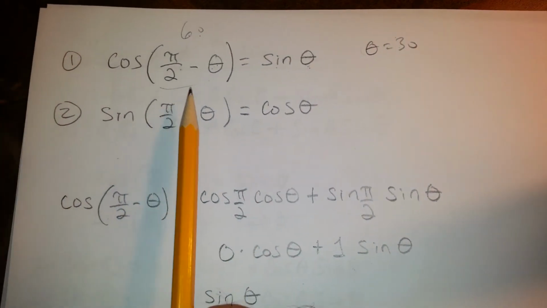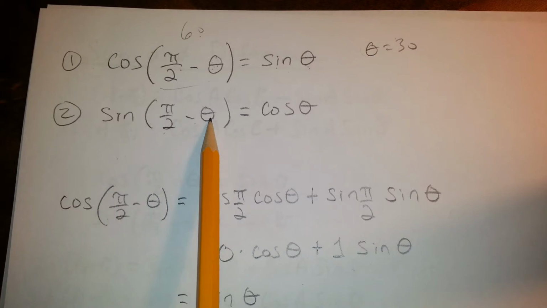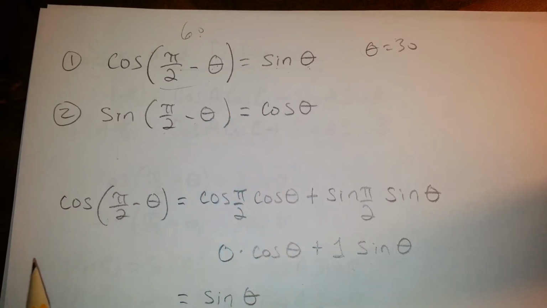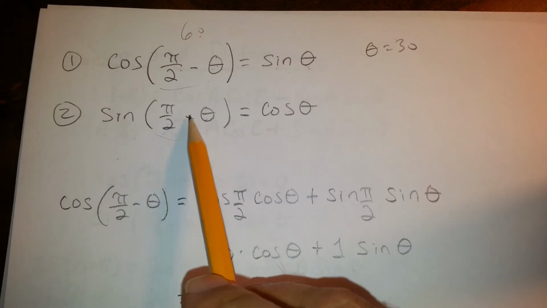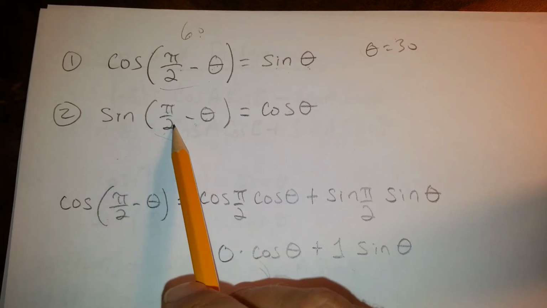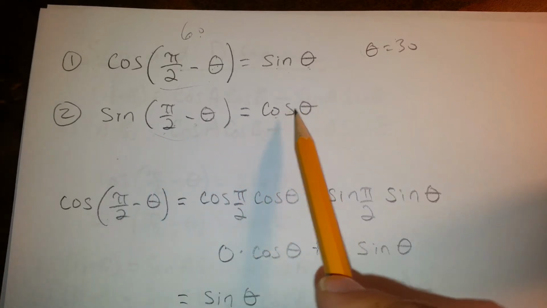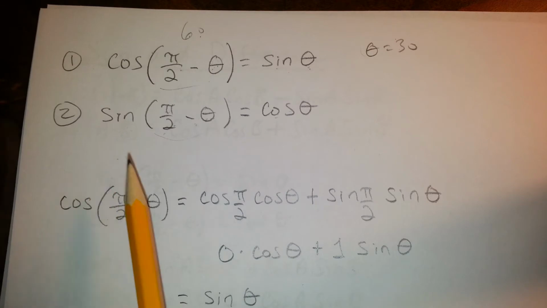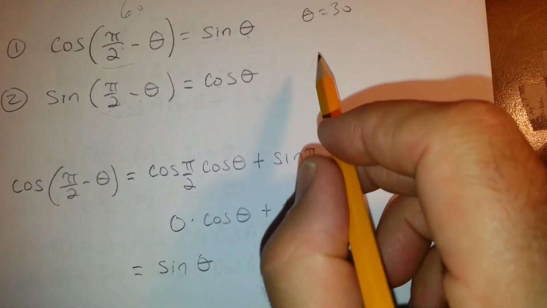The next one, very similar. Number 2: sine of pi halves minus theta equals cosine of theta. Again, let's say theta is 30. So what's sine of this angle here? What's pi halves minus 30? 90 minus 30 is 60. Sine of 60 is root 3 over 2. What's cosine of 30? It's root 3 over 2. Okay? So here are two identities it's important to know.